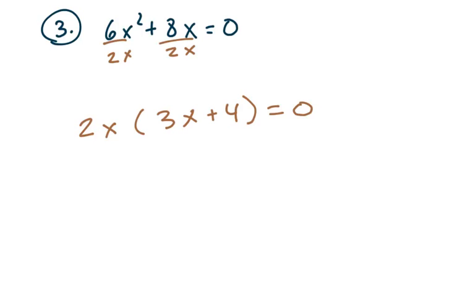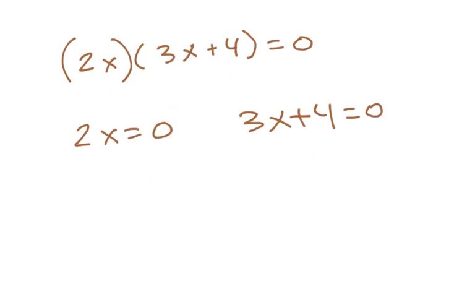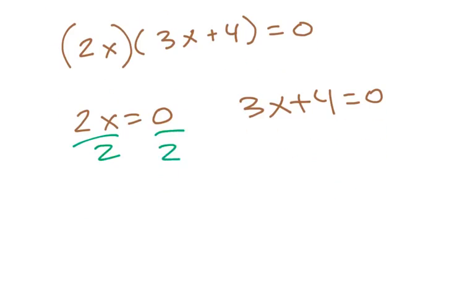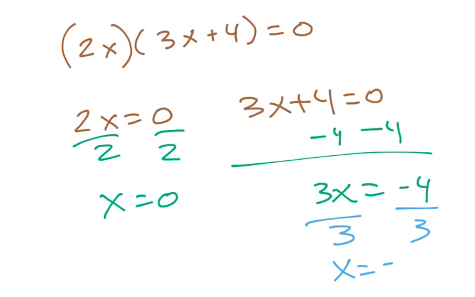Again, this is equal to 0, so each bit is equal to 0. So 2x equals 0, and 3x plus 4 equals 0. So now when I solve, I divide through by 2, and x is 0. Here I'm going to subtract 4, divide by 3, and x is equal to negative 4 over 3. And once more, there we have it.